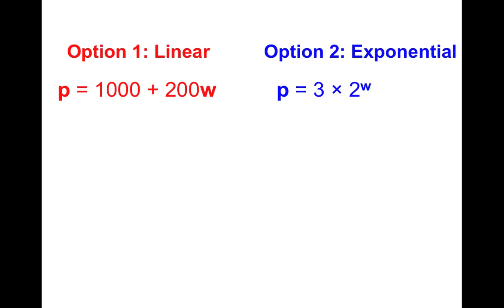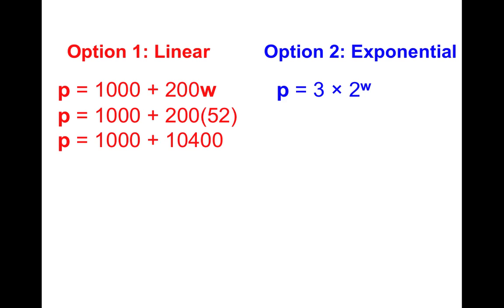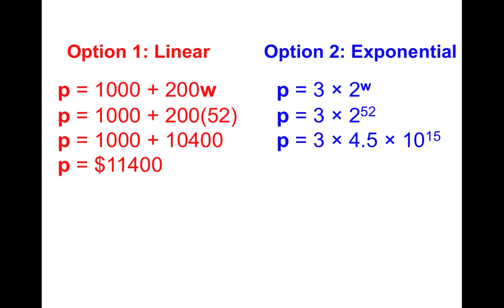So if we want to have a little fun, we can see how much we would make in the last week of the year, in week 52. Under the linear option, 200 times 52 is 10,400. Add 1,000 to that, 11,400. That's a good chunk of change. But check this out. In week 52, under the exponential function, we're going to raise 2 to the 52nd power. That's a huge number. 10 to the 15th is more than trillions. It's in the quadrillions. This is a 1, a 3, and a 5, and then 14 zeros after it. I'm pretty sure this is more money than is in circulation on the entire planet.